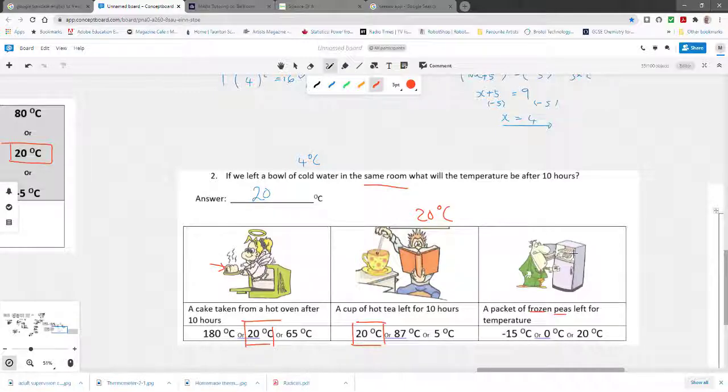If I take some frozen peas, but I'm sure you know what peas are, and take them out of the freezer, they probably started at a temperature of minus 15 or thereabouts. If we leave them in the same room for 10 hours, or for a very long time, they too will have the temperature of the room. The room is 20 degrees Celsius, so they too will go to 20 degrees Celsius.